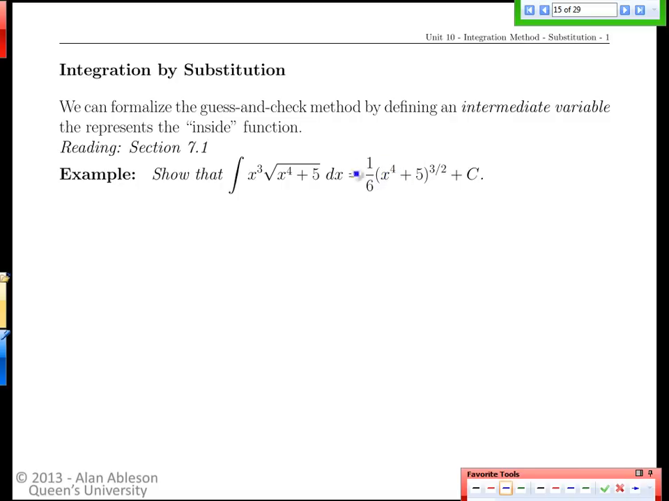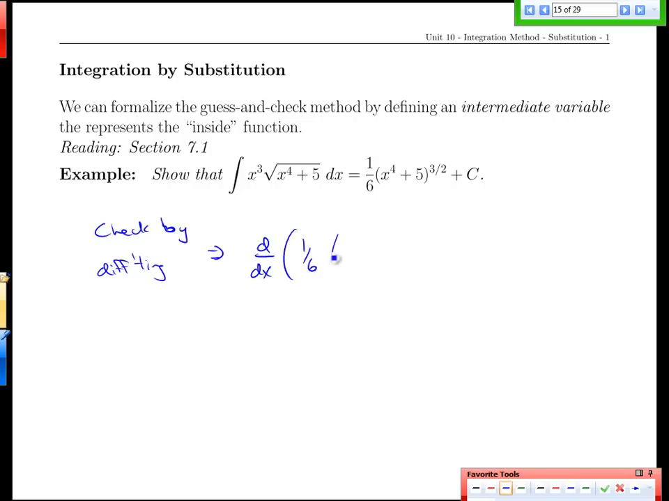The nice thing about claiming that there's a solution or a value for an integral is that we can check it really easily. We just differentiate. We don't actually have to find it ourselves, we just have to verify that it's correct. So we're going to check by differentiating. That just means finding the derivative of 1/6 (x to the 4 plus 5) to the 3/2 plus a constant, and it should equal the original integrand.